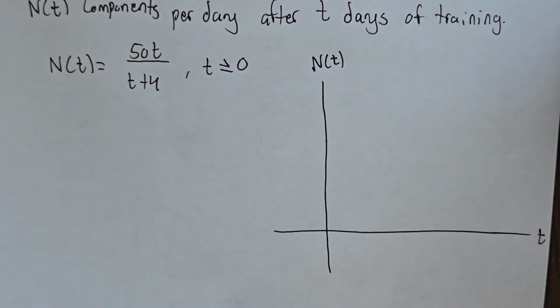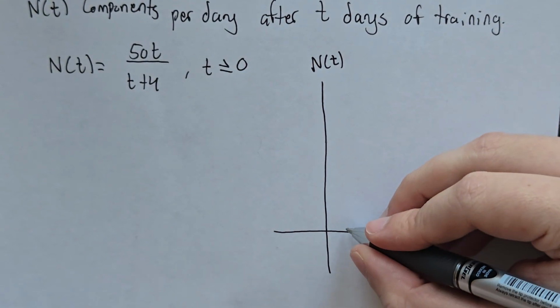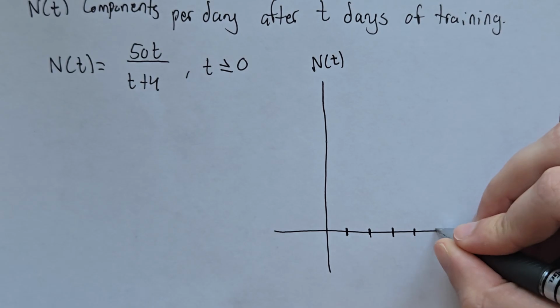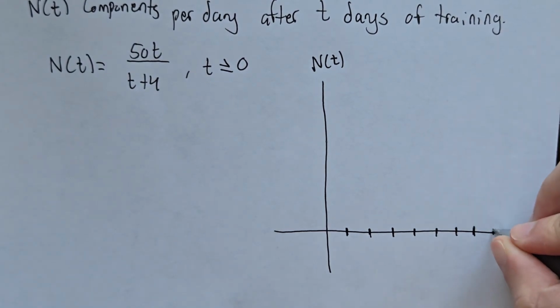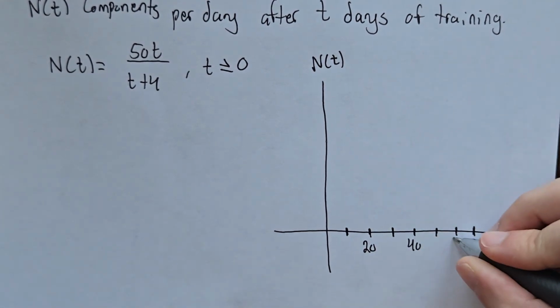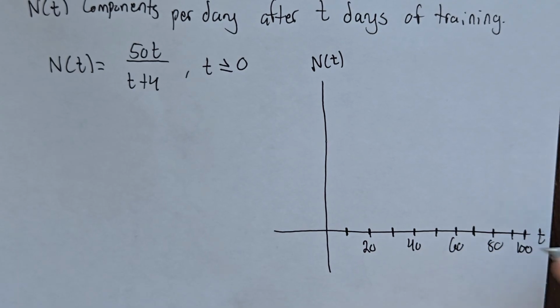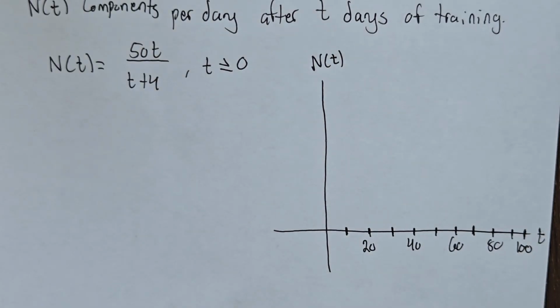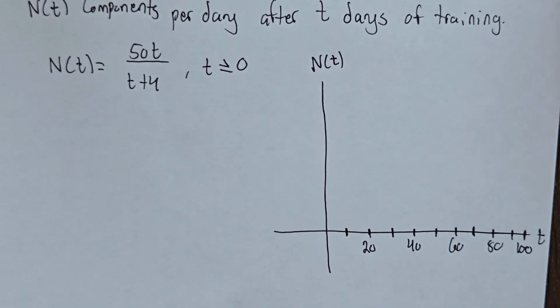So let's look at what we might expect for something like this. I'll make tick marks going up to 100, skipping by 10: 10, 20, 30, 40, 50, 60, 70, 80, 90, 100. And then I'm going to label every 20, 40, 60, 80, 100. We don't know exactly what's going on with our vertical axis yet, so we'll wait a moment to figure that out. We can see that 50t and t plus 4 are both completely factored, which means we can jump right into looking at vertical asymptotes and horizontal asymptotes.